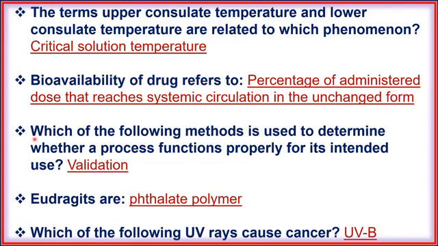form. Next, which of the following method is used to determine whether a process functions properly for its intended use? Validation. Next, Eudragits are phthalate polymer. Next, which of the following UV rays cause cancer? UVB.